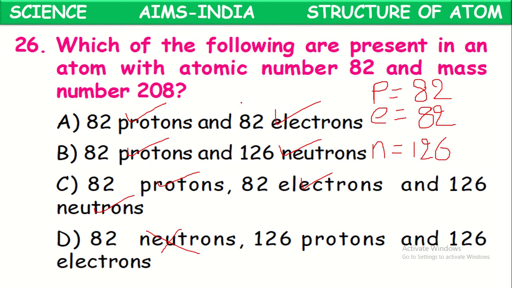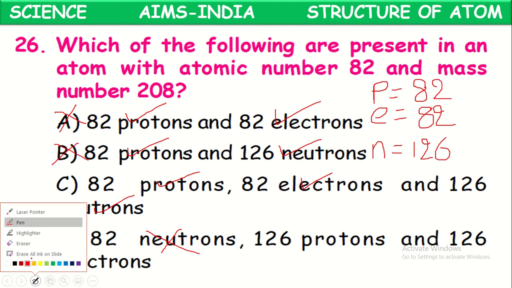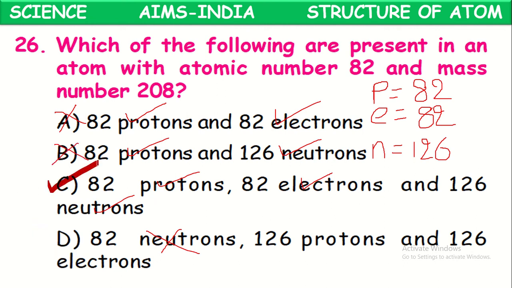Now, what is being asked: which of the following are present in an atom with atomic number 82? If you see 82 protons and 82 electrons, only those they mentioned. They did not mention neutrons. It is not correct. 82 protons and 126 neutrons they have mentioned, but electrons are not mentioned. So if you see the third one, where all three are mentioned, it will be the correct answer.